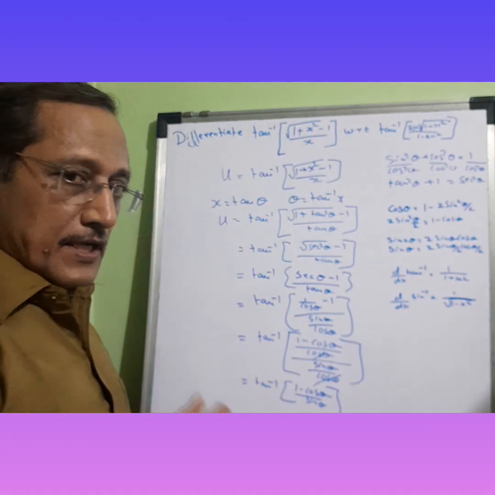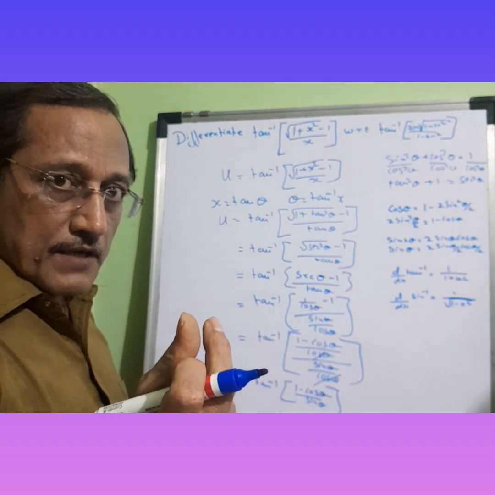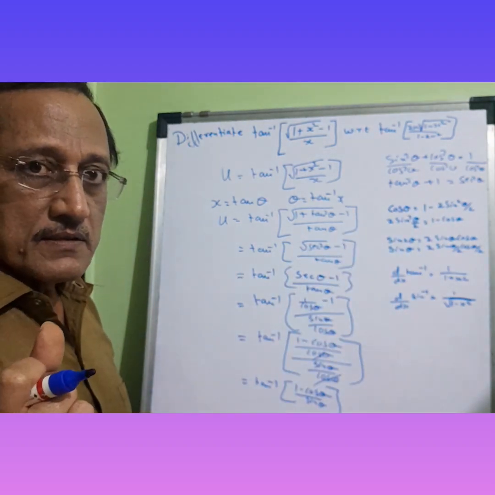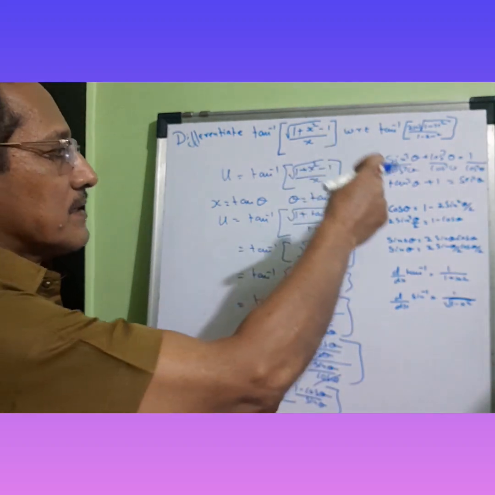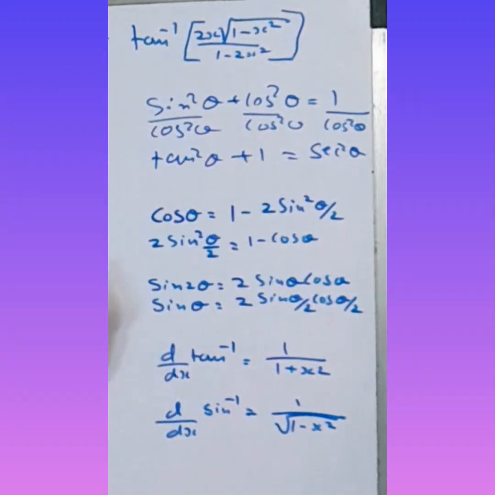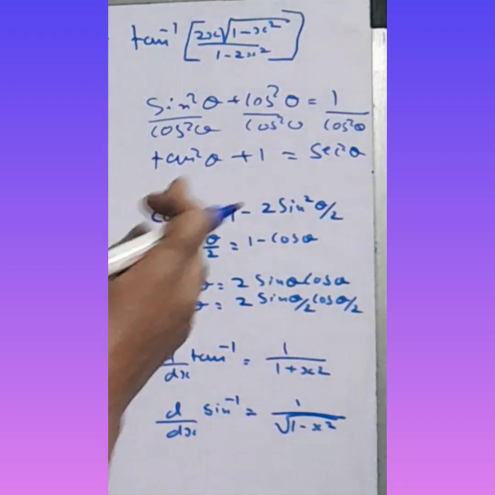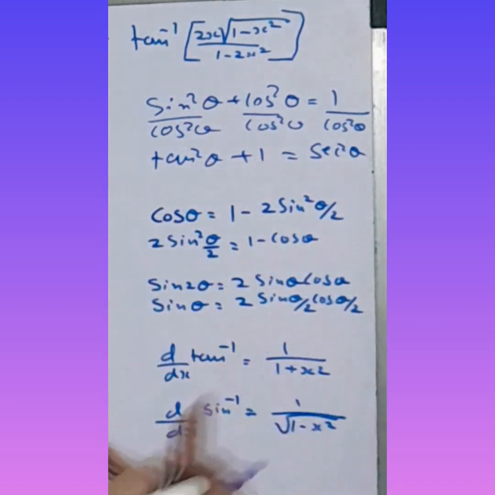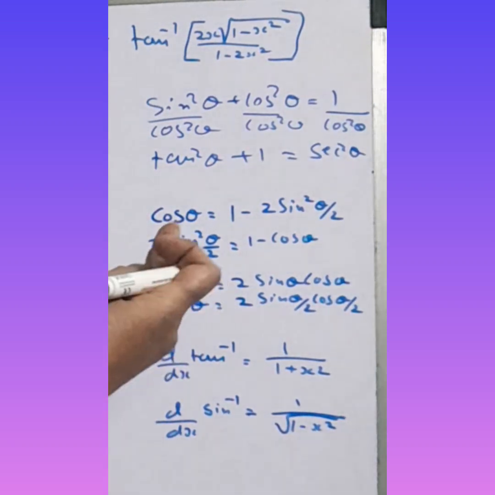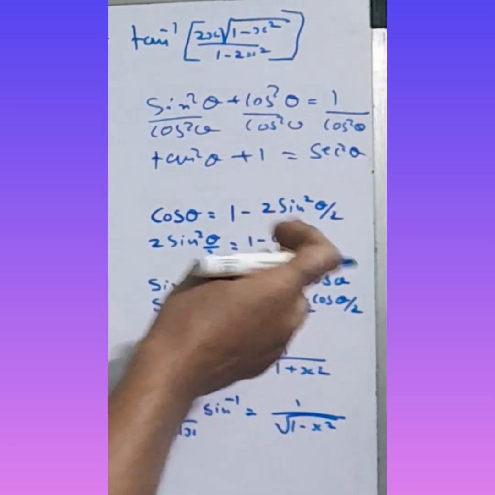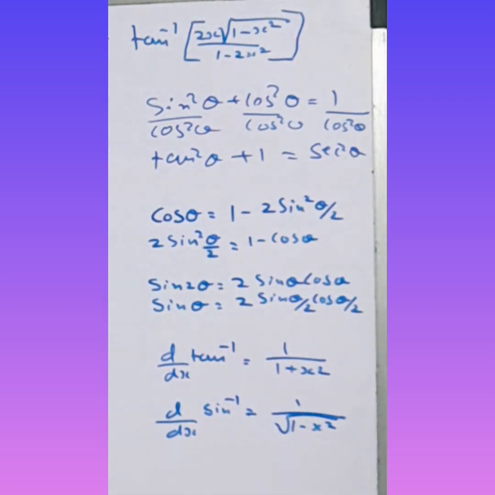Can we move further? Again, if you have the formula in your mind, done. But if not, then go back to this. So cos theta we know is equal to 1 minus 2 sine square theta by 2. If I shift this to that side and that to this side, we get 2 sine square theta by 2 is equal to 1 minus cos theta. So we just substitute over here.